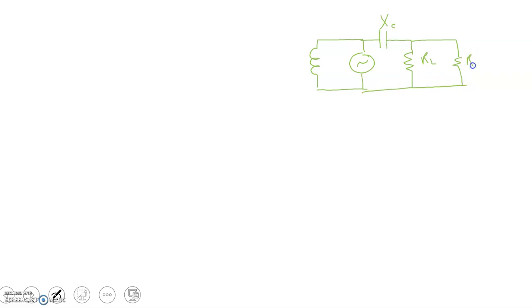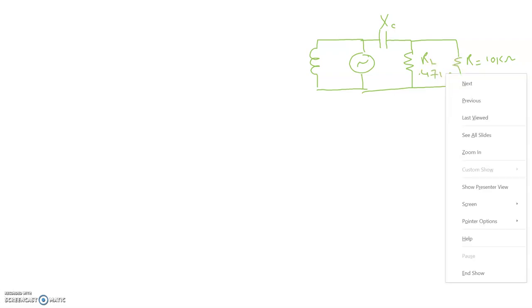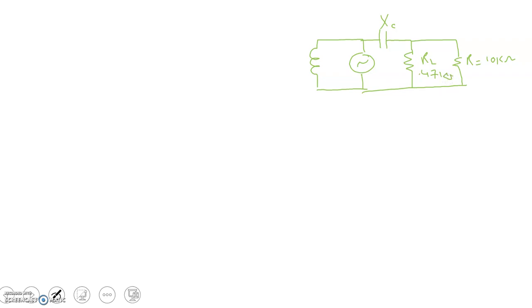Then it is further extended, and this is R. So this R is equal to 10 kilo ohms. RL is 47 kilo ohms, and XC here is 10 kilo ohms. Then the voltage source is 5 angle 0 degrees, and XL is equal to 5 kilo ohms. So these are the things that have been given.